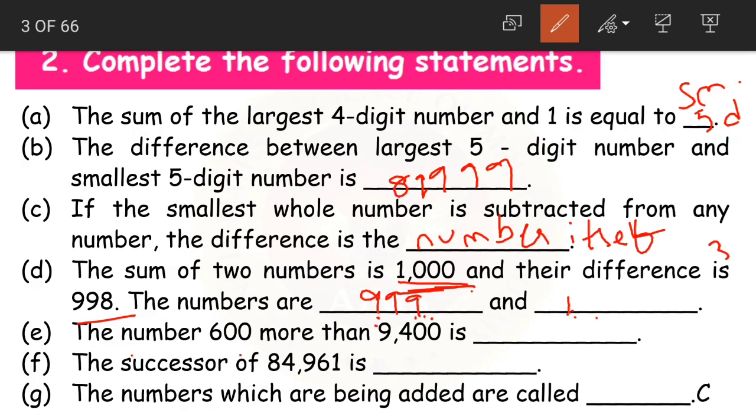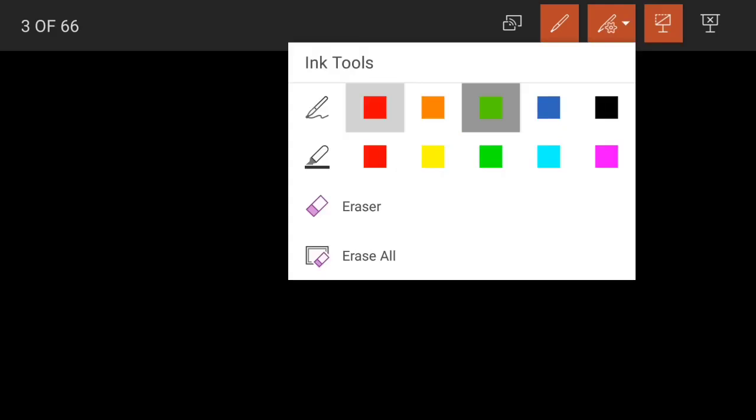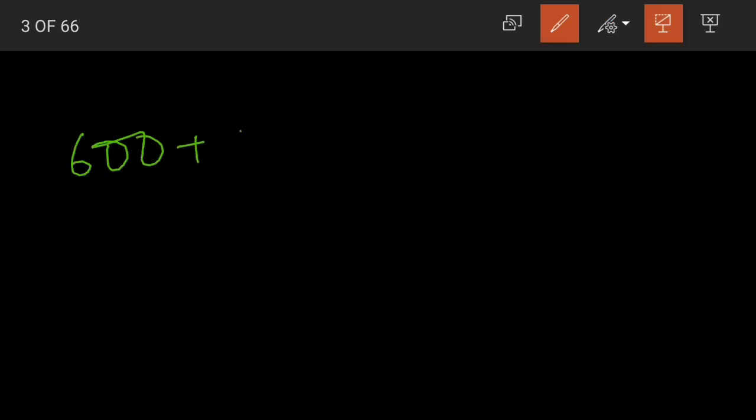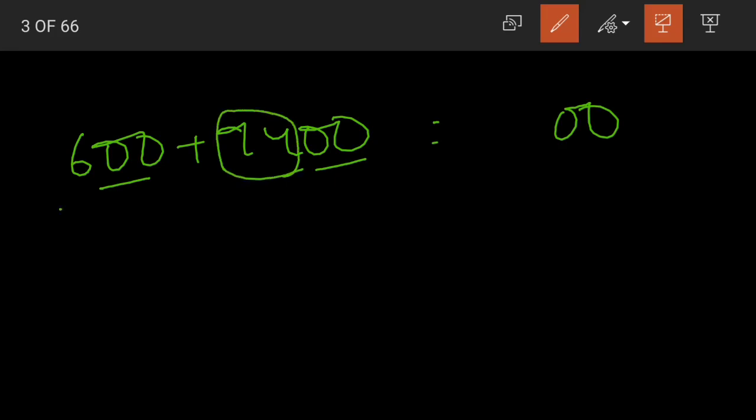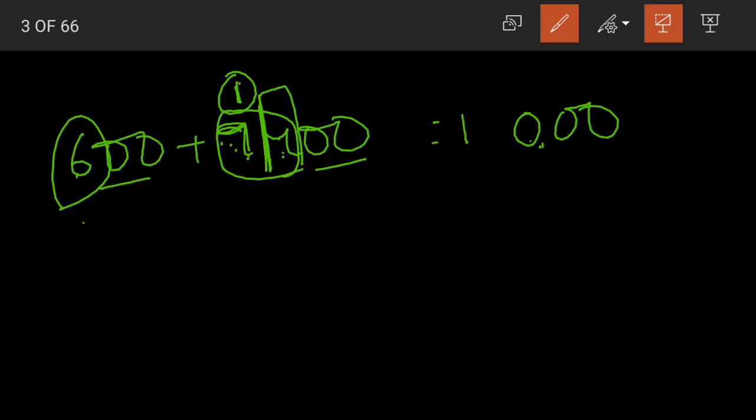Now the number 600 more than 9400 is dash. See, 600 plus 9400. Again oral addition comes here. 2 zeros are there, so let us write the 2 zeros as they are. Now before this I am having 94 here and 6 here. Let us start with the ones digit. 4 plus 6 becomes 10. Yes, I am writing 0 here. And what number is there after 4? We are having 9. So carry 1 over to 9. 9 plus 1 becomes 10.